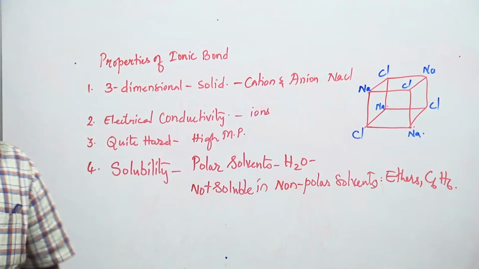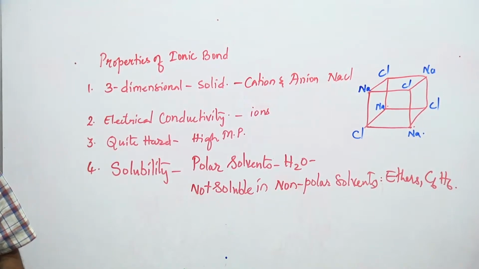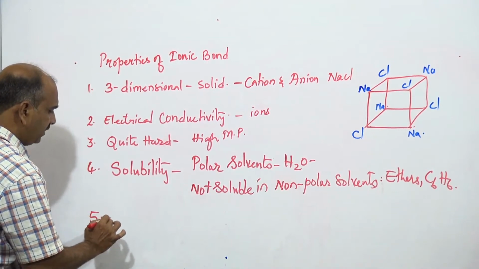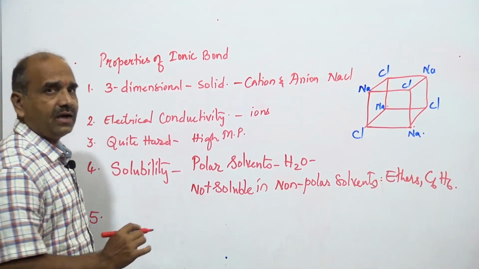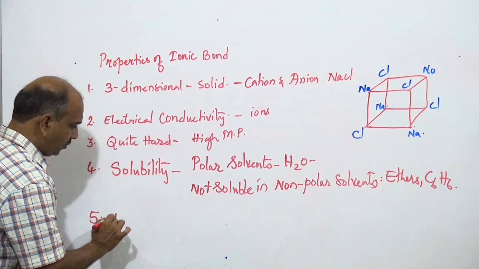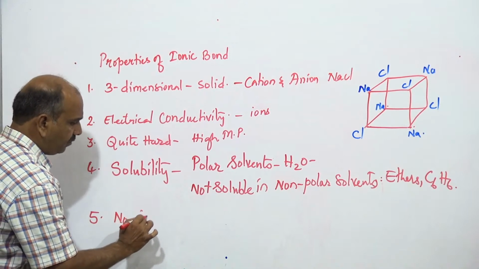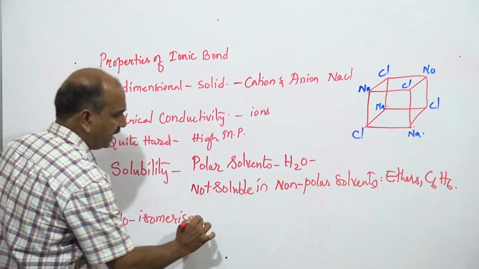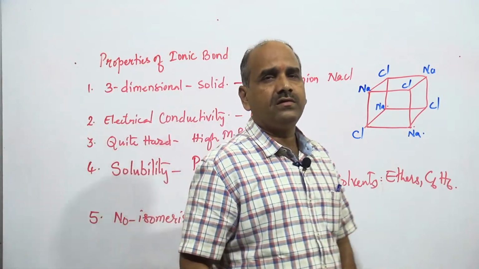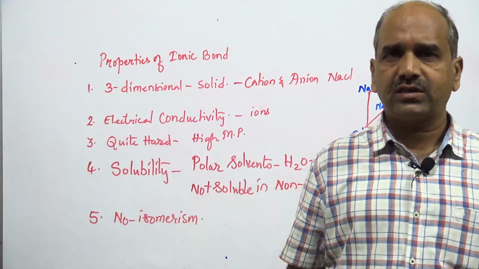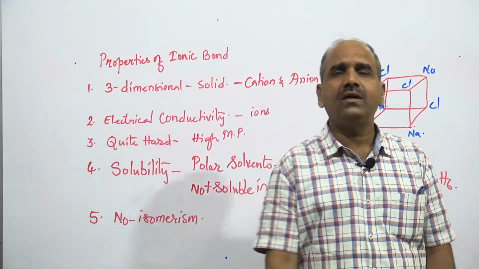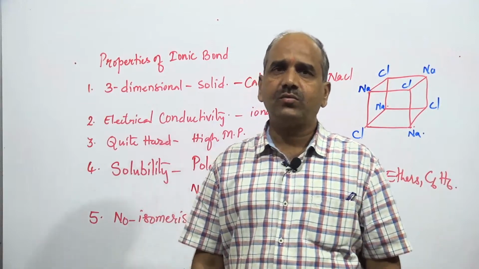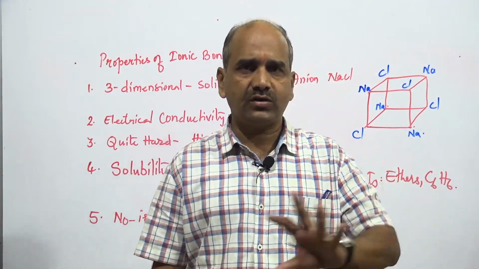Okay. Then the final point regarding ionic bond: they do not exhibit isomerism. Okay, no isomerism there. What is isomerism? Same molecular formula, different structural formula, different arrangement of the atomic groups that are present, and that will give rise to the isomers.